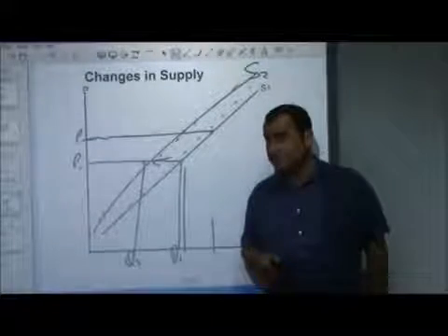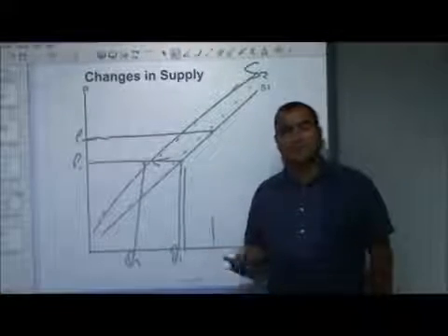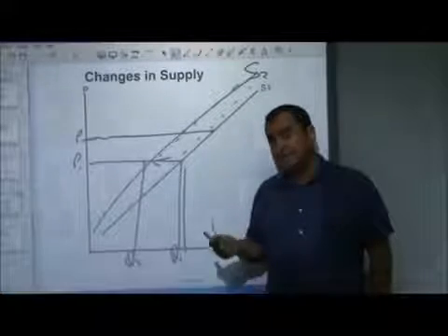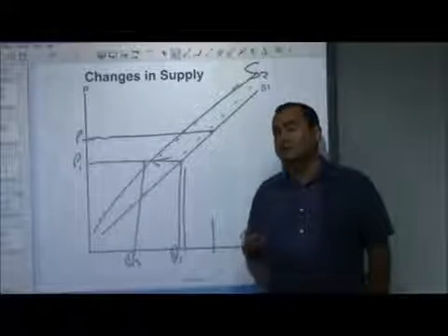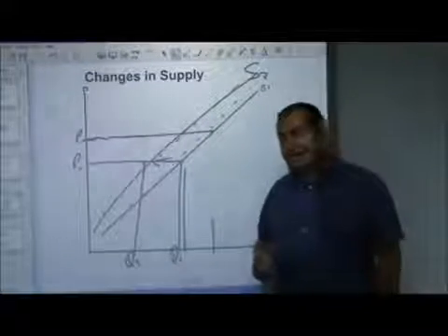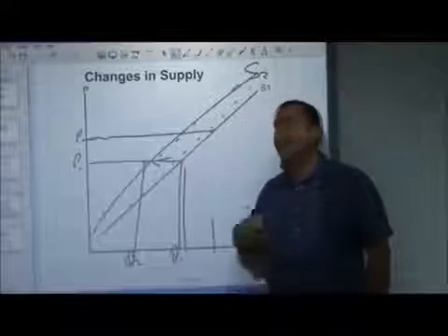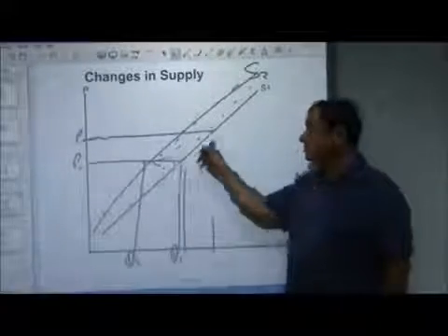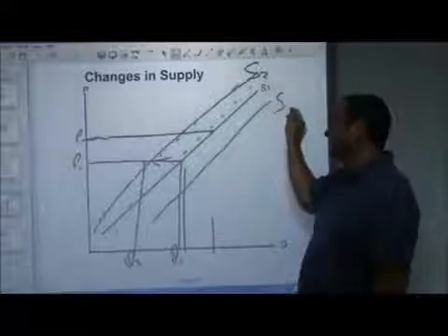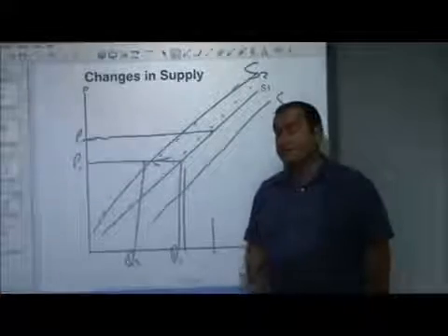Not a change in quantity supplied, that's simply when price changes. We move along the supply curve. This is a change in supply. And in this case, a rise in the costs of production caused a decrease in supply. Had costs of production fallen, perhaps raw materials got cheaper, perhaps energy costs fell, that would cause all the points on the supply curve to shift outwards, and we get a supply curve out here, showing increased supply at every price level.